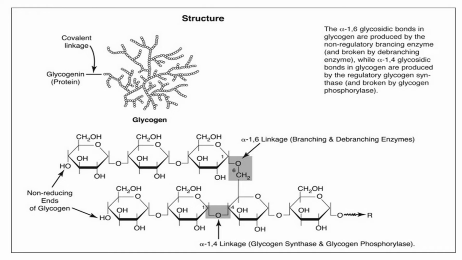The branch points are introduced by alpha-1-6 glycosidic bonds that occur approximately every 8 to 12 residues. Again, an oxygen atom acts as a bridge between the 2 carbon atoms, in this case carbon number 1 and carbon number 6, with an average chain length of about 13 residues in mammals.